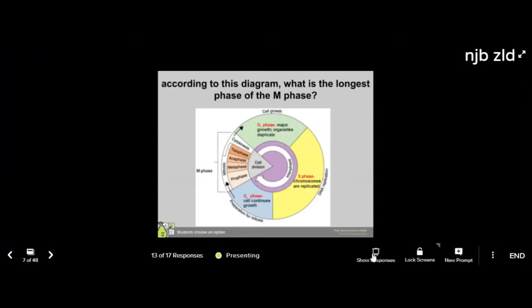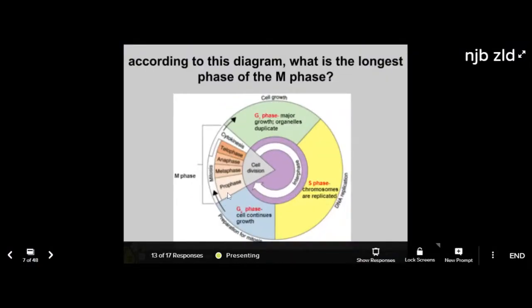All right, so you guys said prophase, and you are wrong in that the M phase incorporates cytokinesis as well.